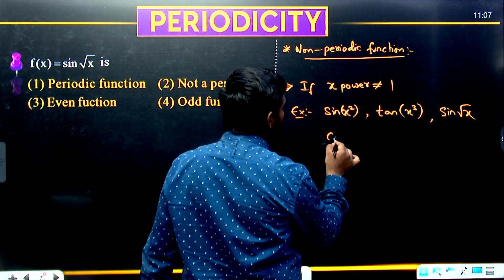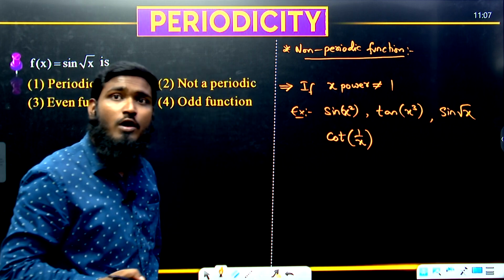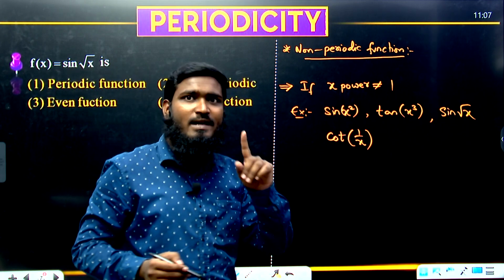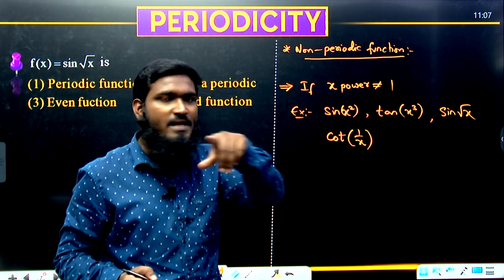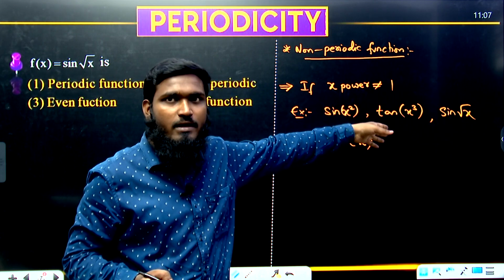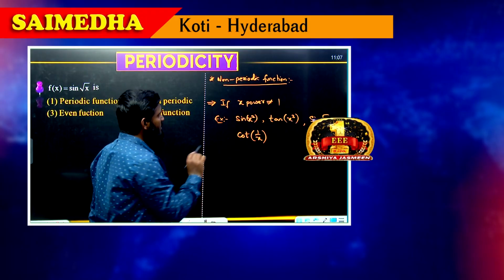Similarly, if you are going for cot 1 by x, what is the meaning of cot 1 by x? 1 by x can be written as x power minus 1. X power minus 1 means it is not equal to 1 over here. If it is not equal to 1, then we have to call it a non-periodic function. Okay, this is one condition.